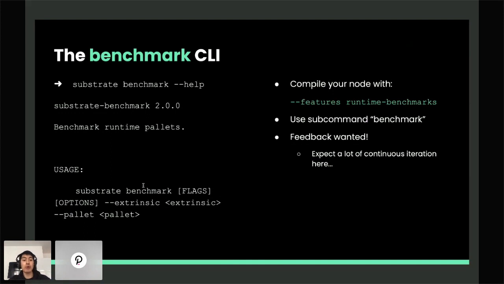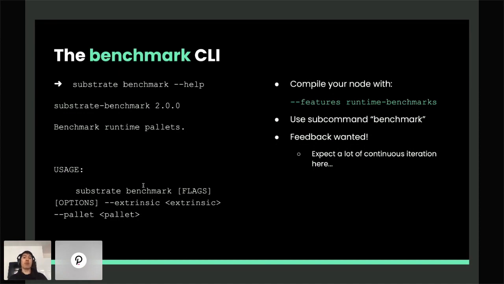But this is where a lot of you can help, because all of you who try to benchmark your runtime can actually use the CLI and give feedback on what kind of features you want. You can imagine that this CLI is still in a lot of development. So there's a lot of features I'm sure people will be asking for, and please, you can give feedback.